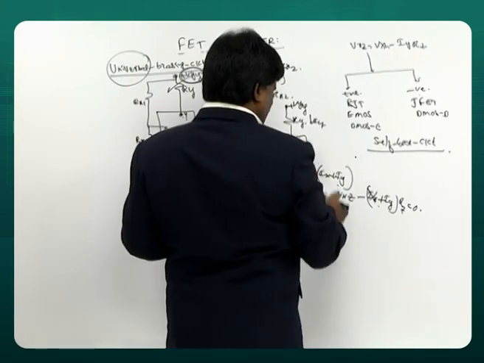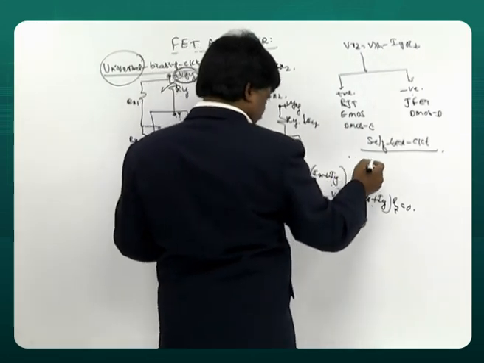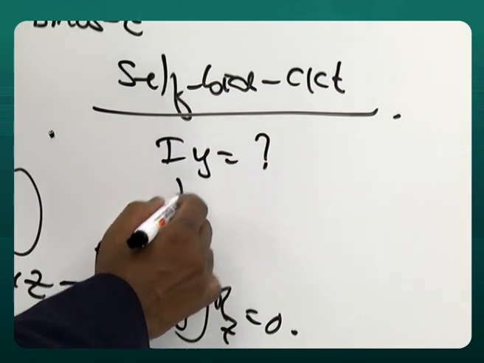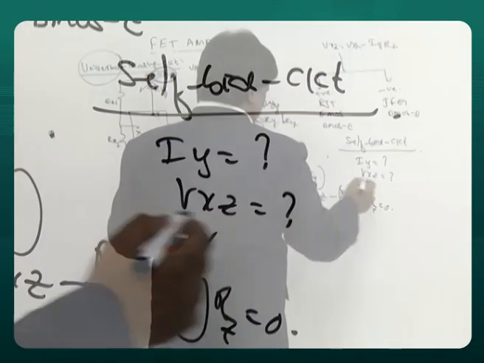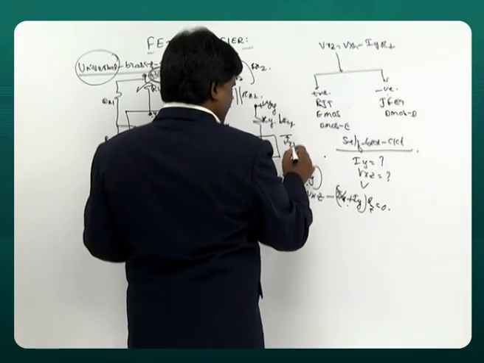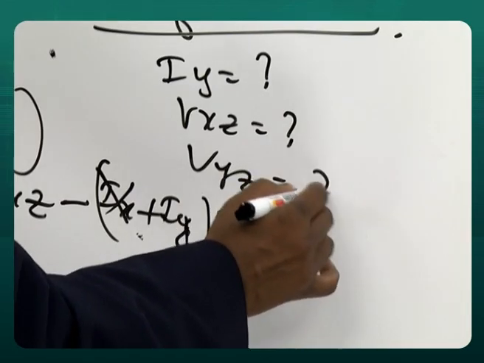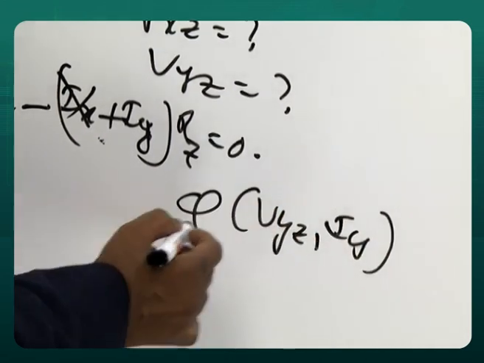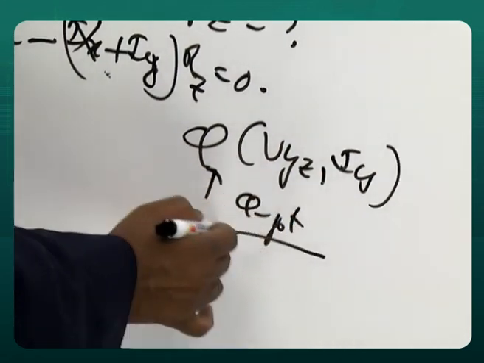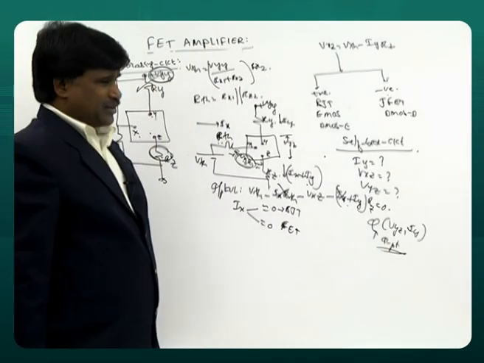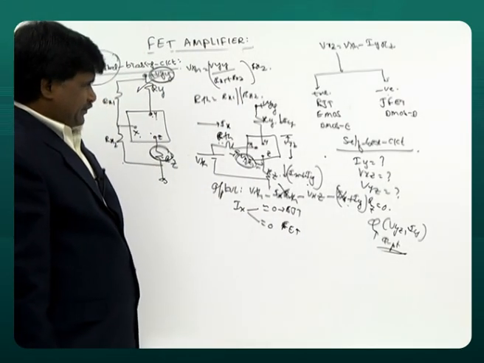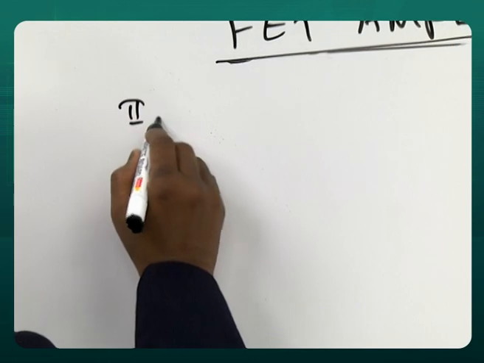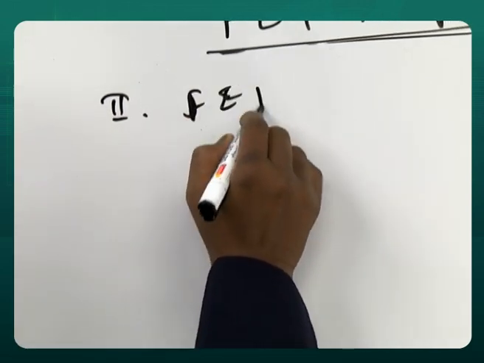From this output equation, you can calculate output current. You can calculate IY. You can calculate VXZ. You can calculate VYZ. And output voltage VYZ, output current is called Q point. Okay, that's the meaning. So let's go to the second topic called FET amplifier circuit.